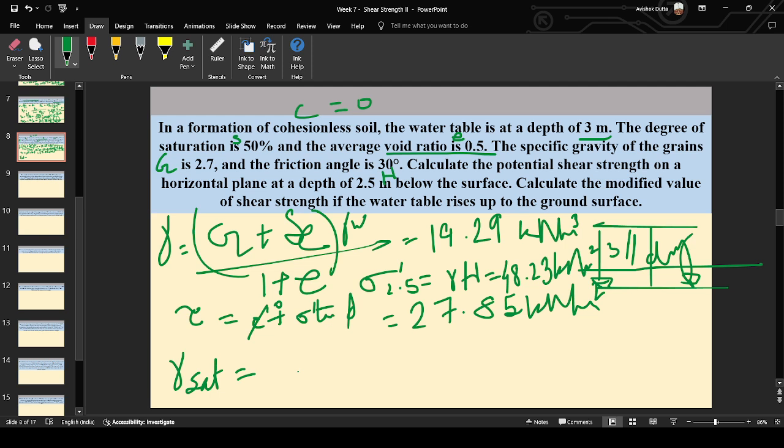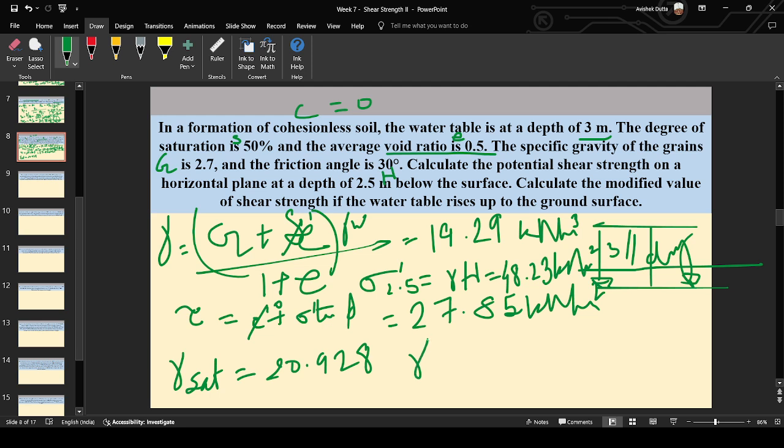Gamma sat will be equals to (G plus e) gamma w upon (1 plus e), S will be equals to 1. So (2.7 plus 0.5) into 9.81 divided by (1 plus 0.5). Yes, 20.928. Simple, in this case S equals to 1. It will be approximately 20.928.